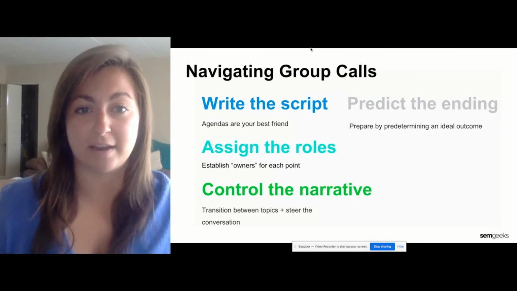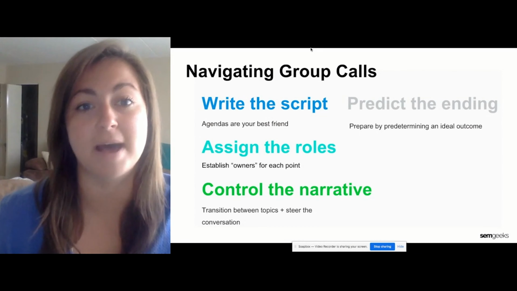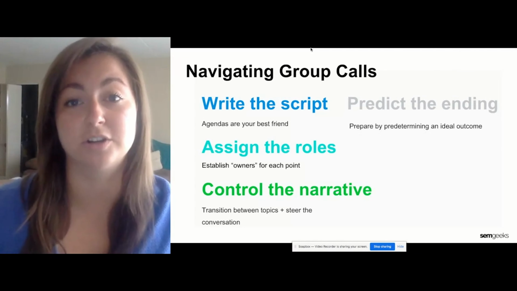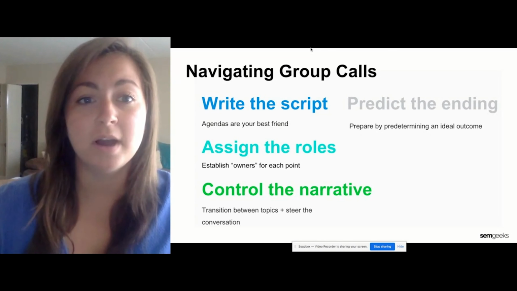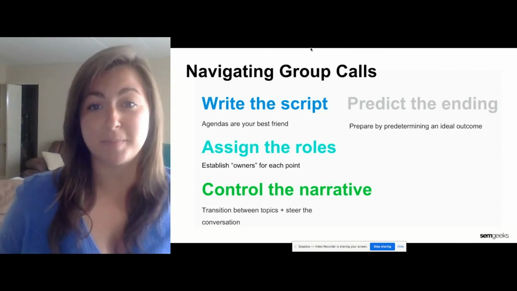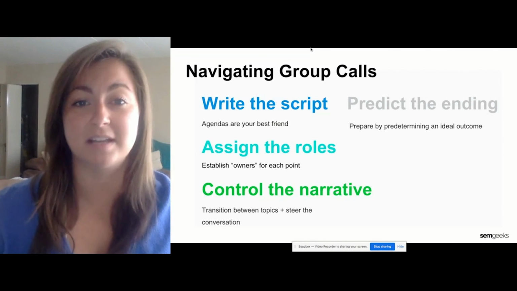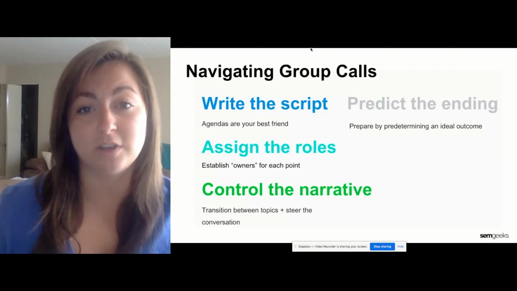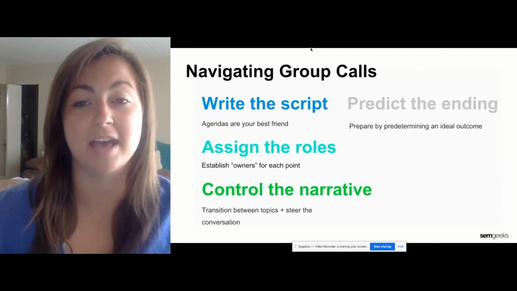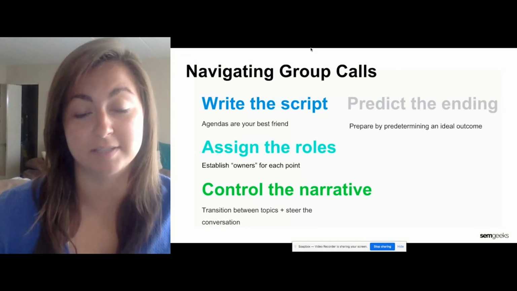So this is the outline that I've created that I like to follow as a project manager who typically is the controller in a larger group call. So obviously starting with writing the script for the call. Agendas are your best friend. They're something that's going to allow you to know what you need to talk about, make sure you don't forget anything, get everybody on the same page, and allow the call to run seamlessly.